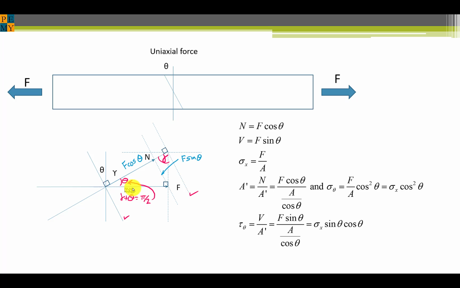The force F can be resolved into components on the cut plane, which is angled at theta, and we have F cosine theta for this vector, and we have F sine theta for the shearing force, V. Those are shown here. Sigma x, the normal force along the axis, of course, is just F divided by the cross-sectional area.